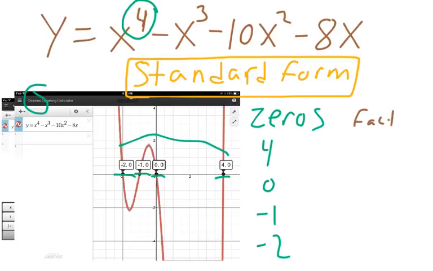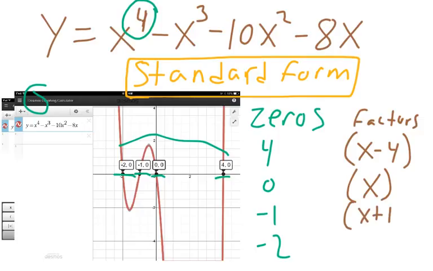So then I can also write my factors from that. So my factor from that zero being 4 is x minus 4. For the second one, since the zero is 0, it's x minus 0, it's just x. The third one, -1 is the zero, so x plus 1 is the factor. And the fourth one is -2 is the zero, x plus 2 is the factor.